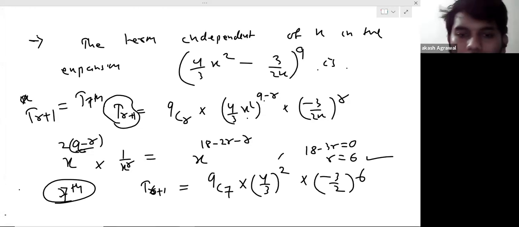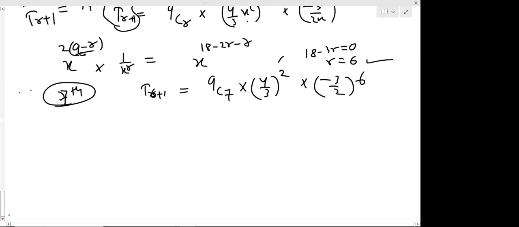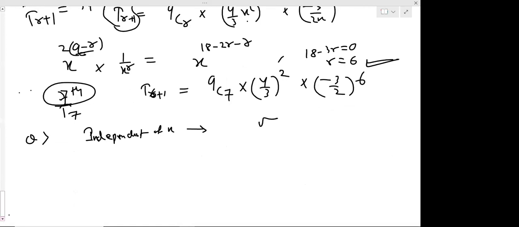Okay, write down 2 questions for homework. Understood this very clearly? 2 questions, independent of x, you have to find. Sir, it should have been minus 3 by 2 raised to 7. No, the value of r is 6. Remember, if the term is 7, then the value of r is 6, one less. So it is 9C6. Yes, my bad, this is 9C6 actually.